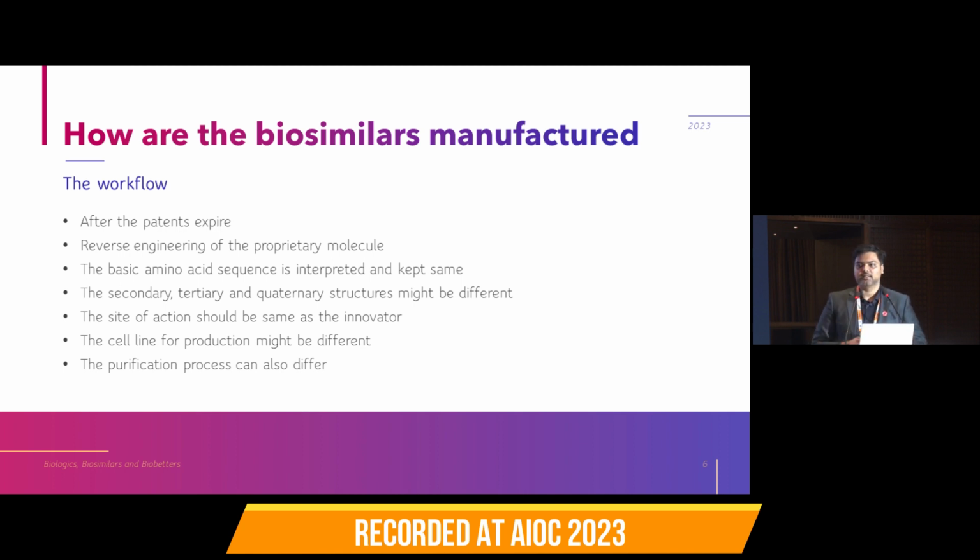What we need to understand is the cell line from which the molecule is created. It has to be similar: if it is E. coli, it has to be E. coli. But exactly the same cell line is not used and should not be used. The cell line for production might be different, and the purification process might be different. This is a point we will ponder when we talk about biobetters, because the biosimilars being manufactured right now, with new technology, are 20 years ahead of their innovators. There is more purification and better cell lines being used. So when we come to biobetters, we will know why this is important.